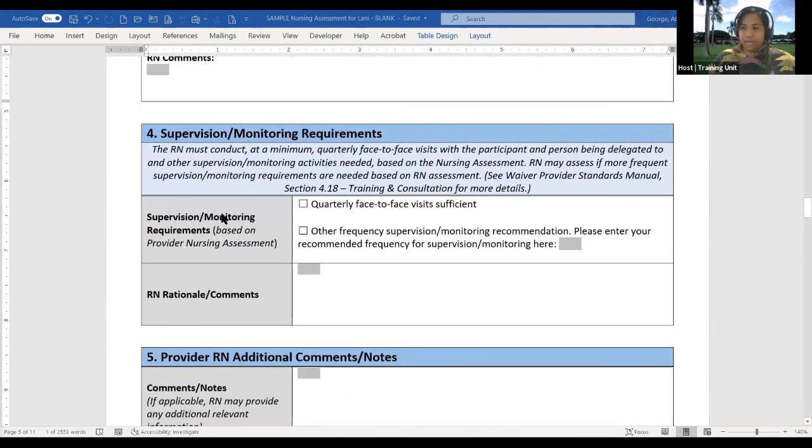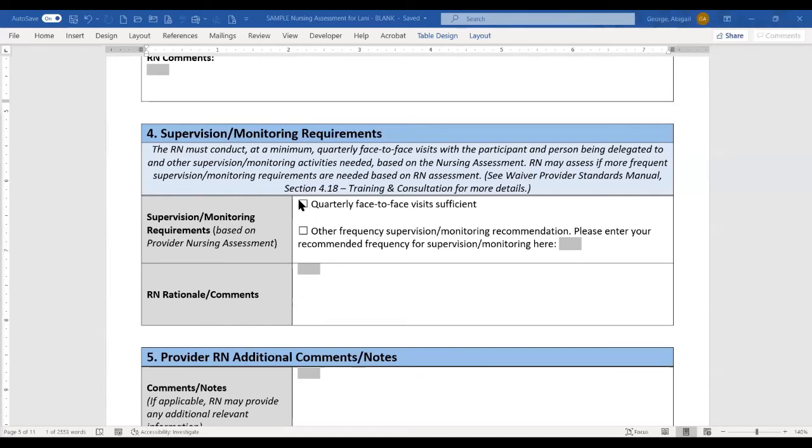As an RN, now let's move on to the supervision and monitoring requirements. Do you think quarterly face-to-face visits are sufficient? Or should the caregiver have more frequent supervision and monitoring for the nurse delegated task? Do you think quarterly? It's quarterly. Thanks, CJ.